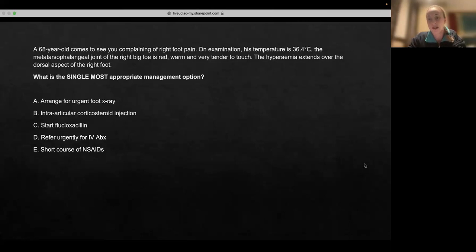Any more answers in the chat? Yeah, okay, so the answer is E. This is quite a classic picture of gout, and NSAIDs are the first line in management of gout. Gout is a clinical diagnosis. You don't need to do any investigation, so you don't need a foot x-ray. But NSAIDs would be the first thing that you're prescribing.